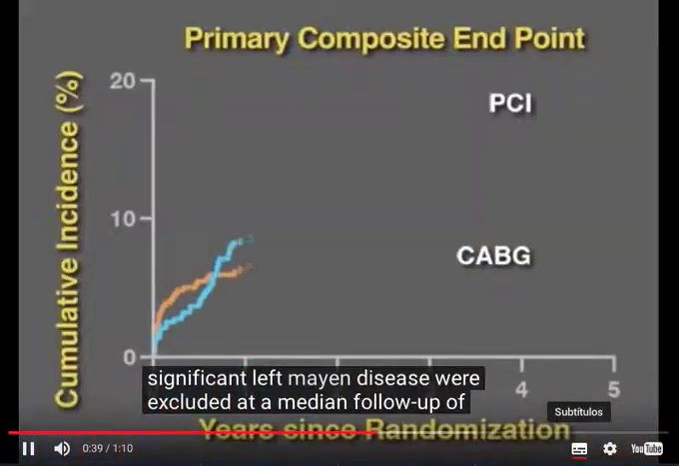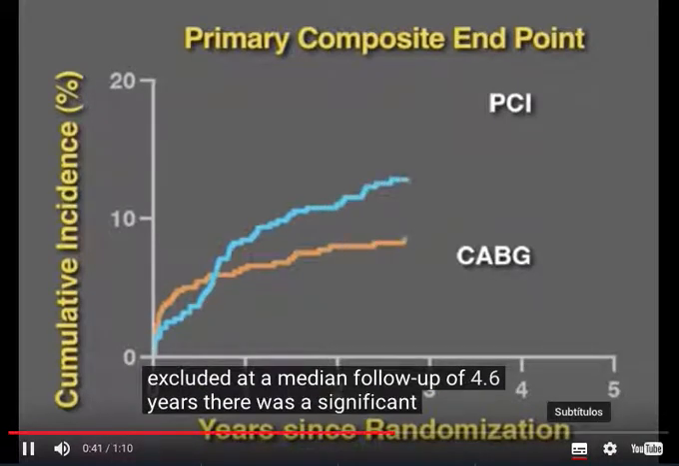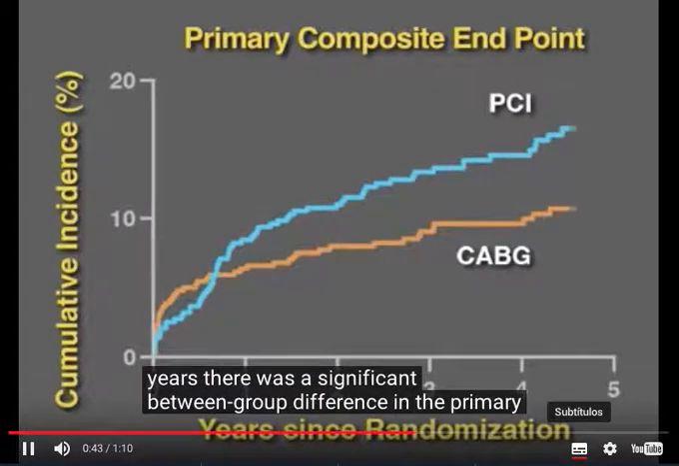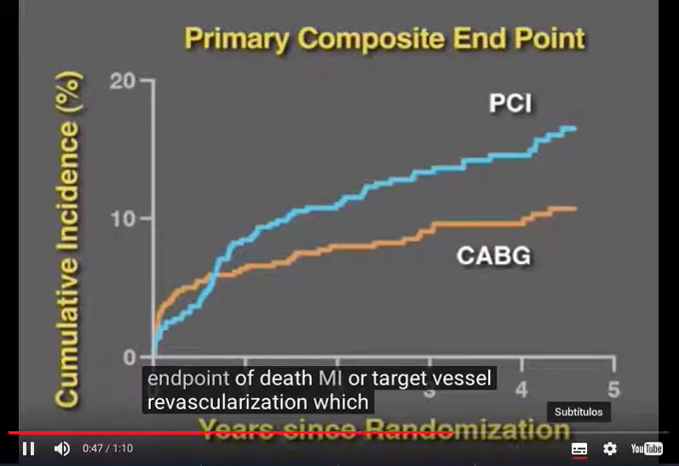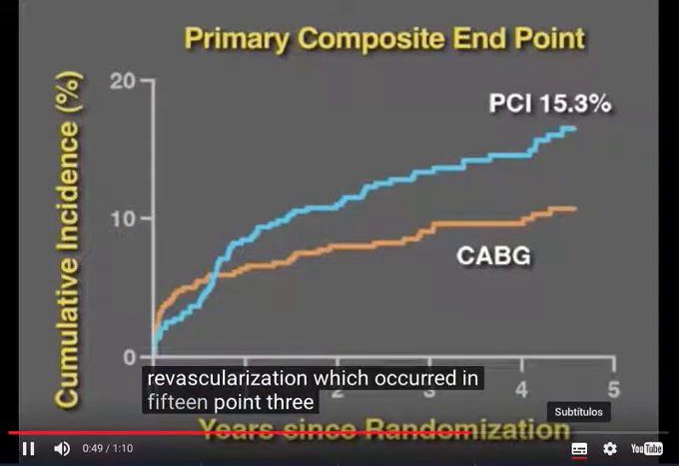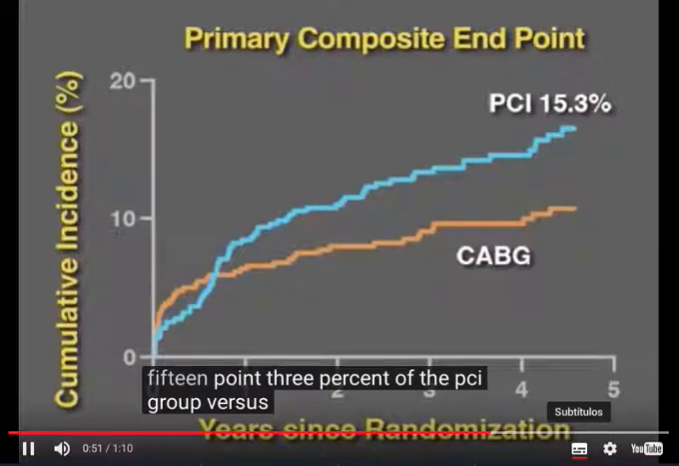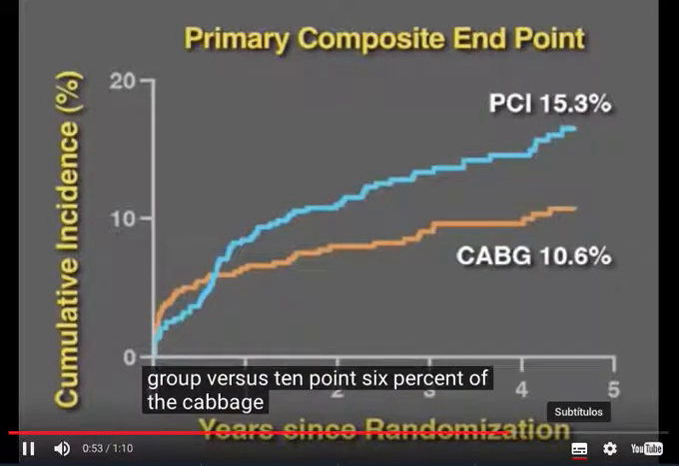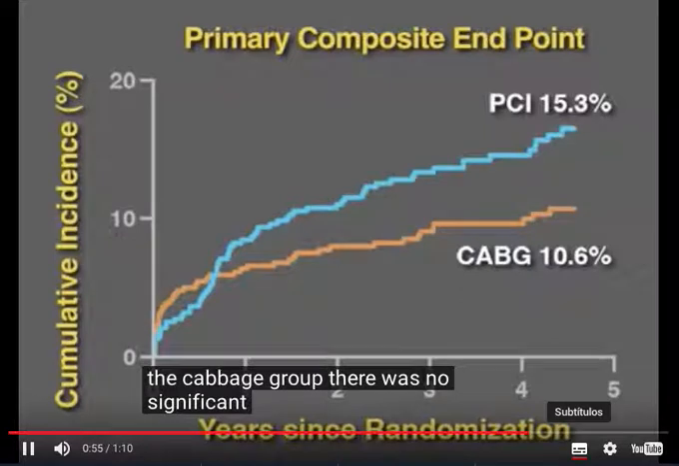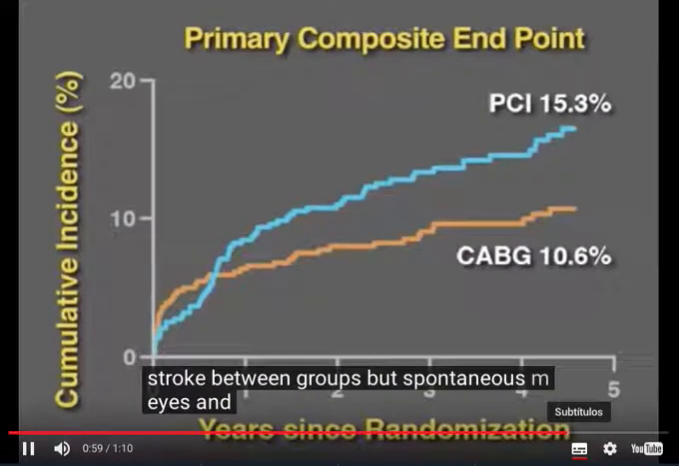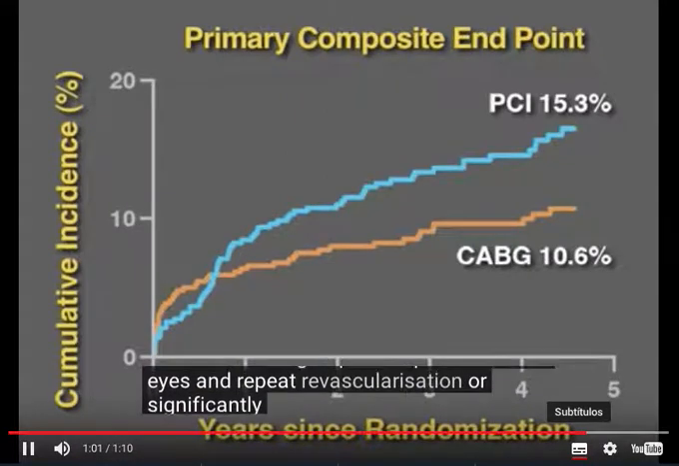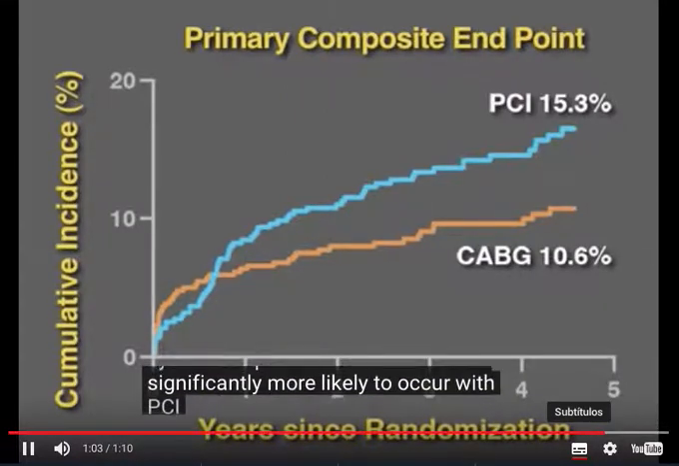At a median follow-up of 4.6 years, there was a significant between-group difference in the primary endpoint of death, MI, or target vessel revascularization, which occurred in 15.3% of the PCI group versus 10.6% of the CABG group. There was no significant difference in death or stroke between groups, but spontaneous MIs and repeat revascularization were significantly more likely to occur with PCI.